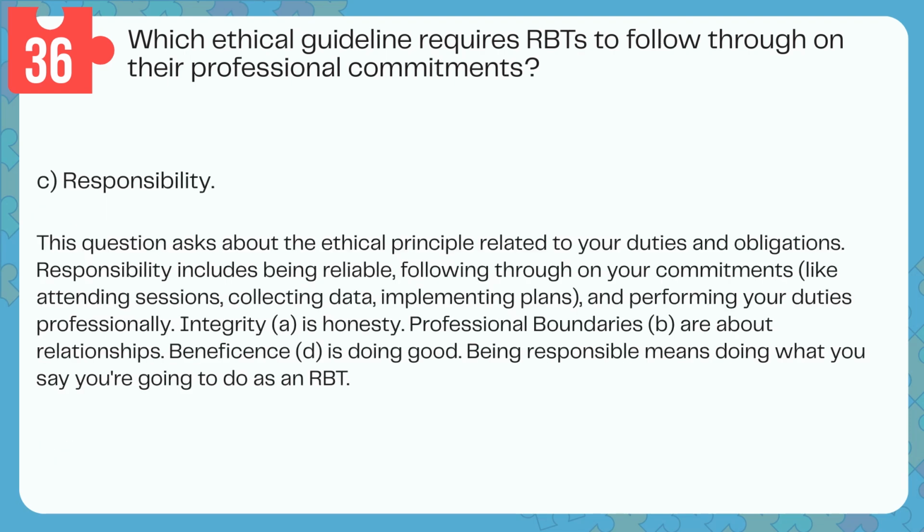Answer C. Responsibility. This question asks about the ethical principle related to your duties and obligations. Responsibility includes being reliable, following through on your commitments, like attending sessions, collecting data, implementing plans, and performing your duties professionally. Integrity, A, is honesty. Professional boundaries, B, are about relationships. Beneficence, D, is doing good. Being responsible means doing what you say you're going to do as an RBT.